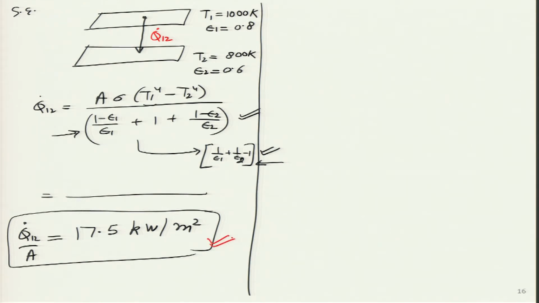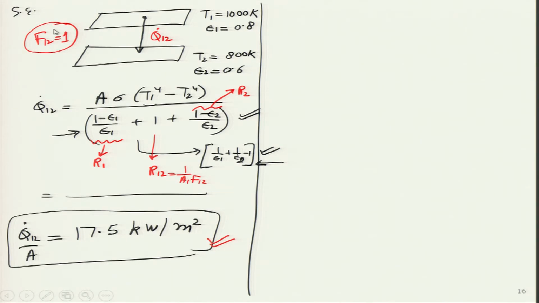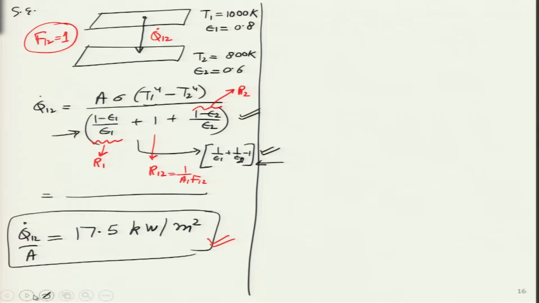It turns out to have this area, and we can clearly see this is the surface resistance for 1, this is the surface resistance for 2, and this is the space resistance 12, which was simply 1 upon A1 F12, and in this particular case F12 is 1. The reason I am doing it quickly is that we are just revising. I think students already remember it from the previous two lectures, where we have done it many times. So, I think we have understood it nicely.